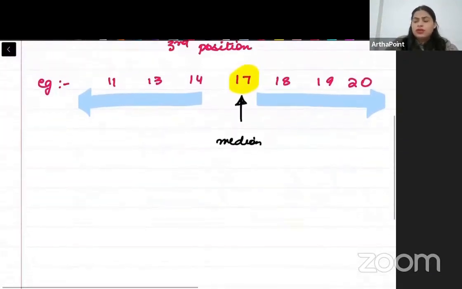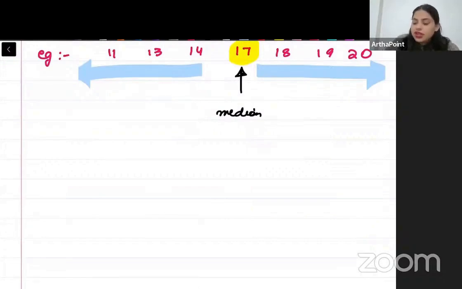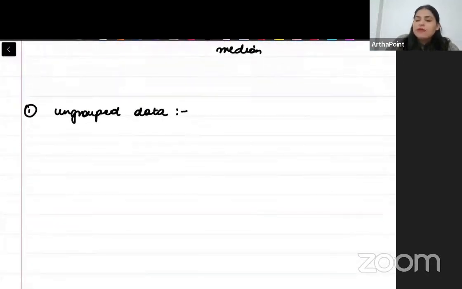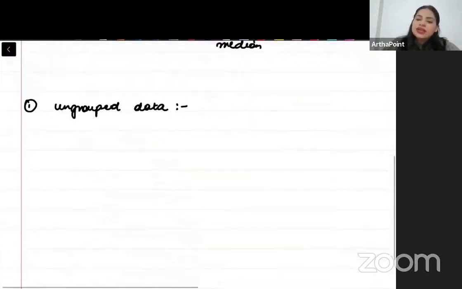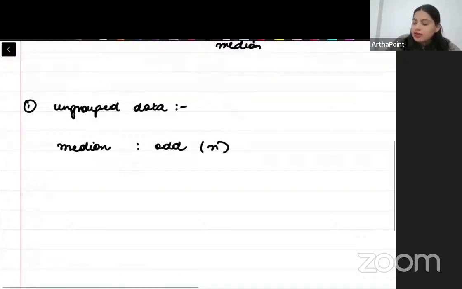But what is the formula for median? Just by inspection, we don't want to do this. So in order to find the formula for any central tendency, we need to do it for 2 cases. The first is called ungrouped data. So ungrouped data matlab ki kya? When my data is just scattered around like this, there are no classes that I have created. So in that case, I can have median depending on whether the number of observations are even or odd. So if my n is odd, then my median will be n plus 1 by 2th term.